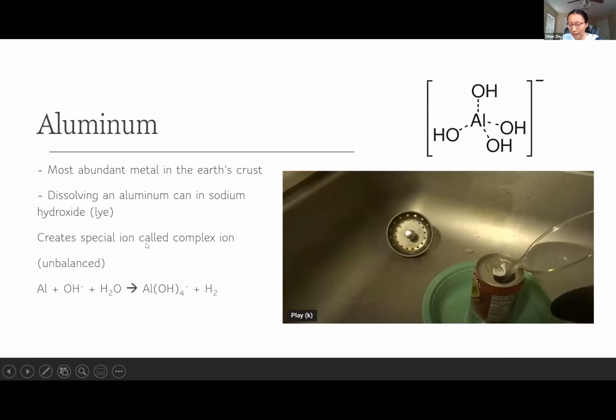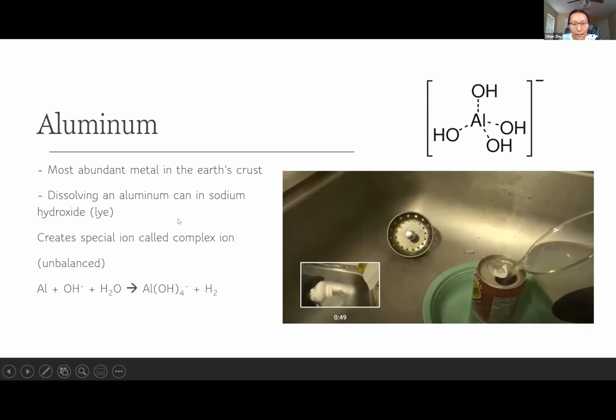All right. Aluminum is also in group 3, and it's the most abundant metal in Earth's crust, and it's the 3rd most abundant element at all. And so aluminum is really common, and that's why you use it for cheap aluminum cans. So in this video, a person is using sodium hydroxide, which is lye, to dissolve an aluminum can. And so you can watch the video.